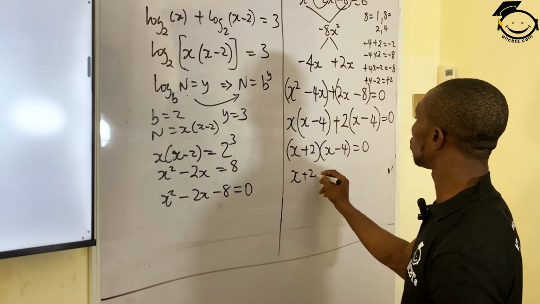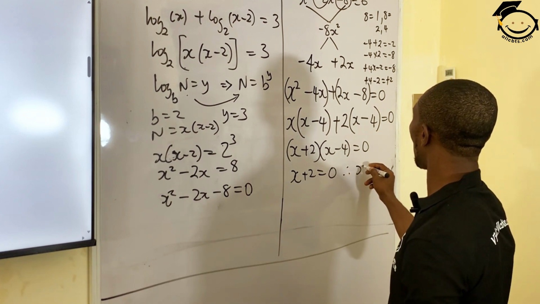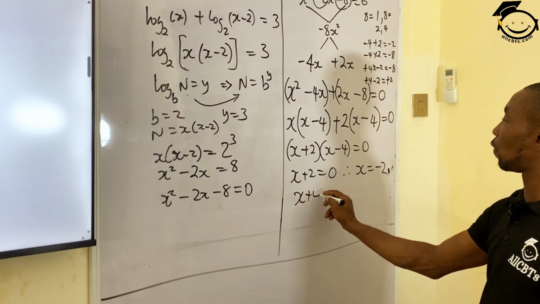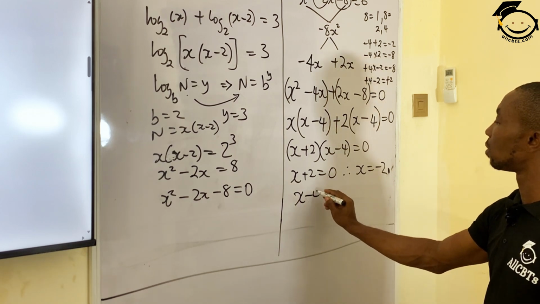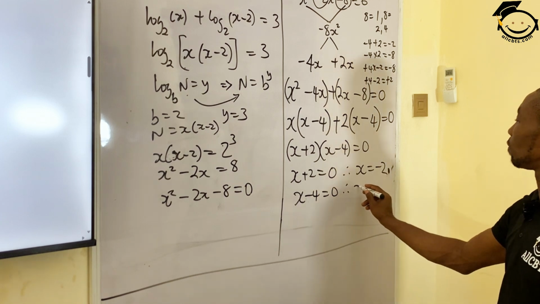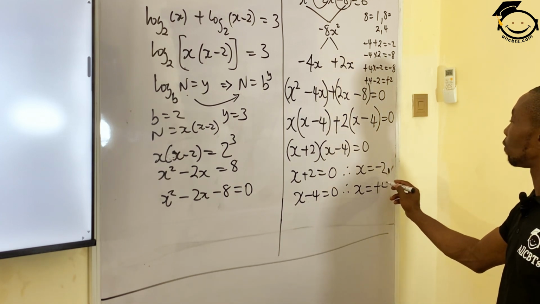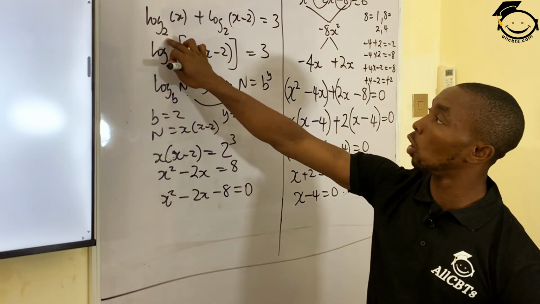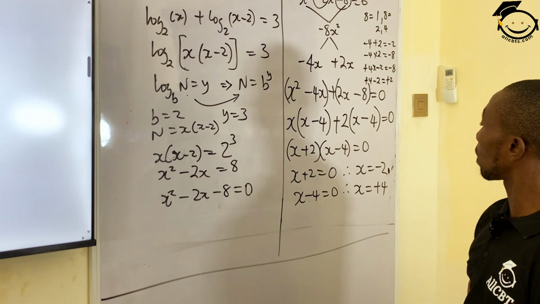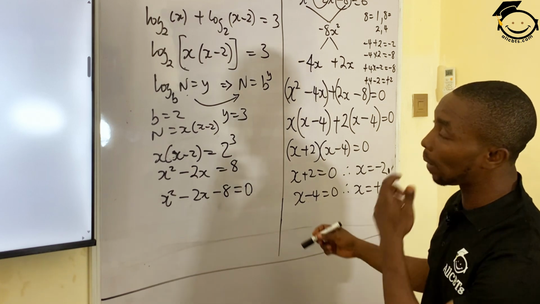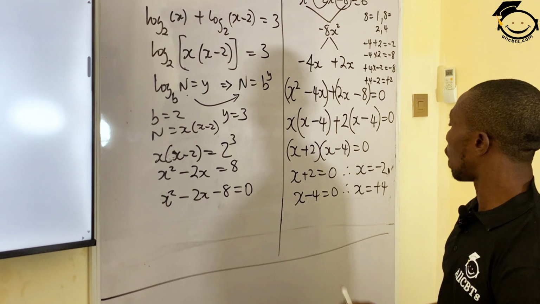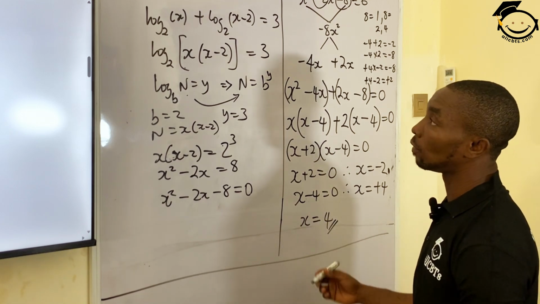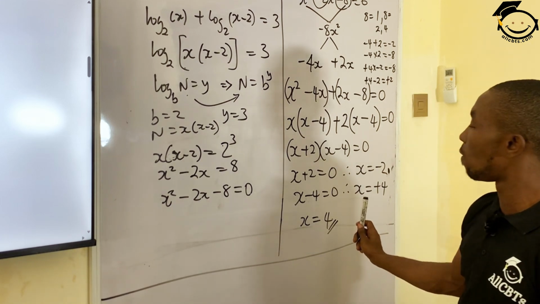So x plus 2 equals 0, therefore x equals minus 2, and x minus 4 equals 0, therefore x equals plus 4. But now, if we look at our question, it says we are working on log 2. So since our answer cannot be less than 2, our desired answer is x equals 4. So the value of x is 4.